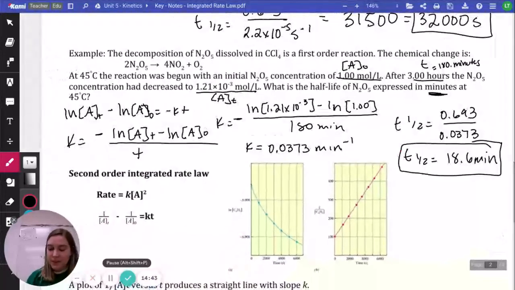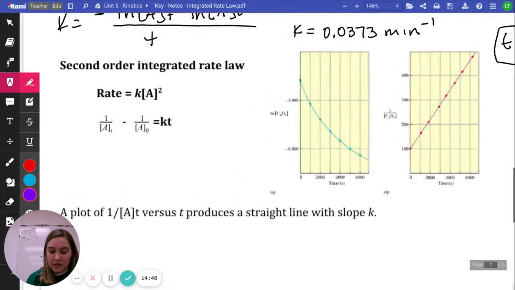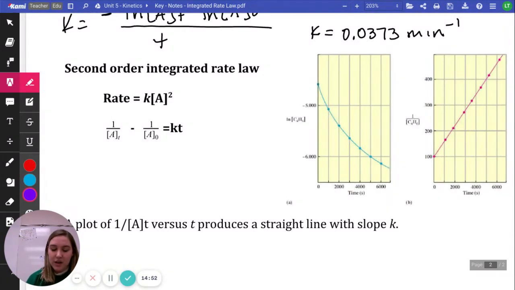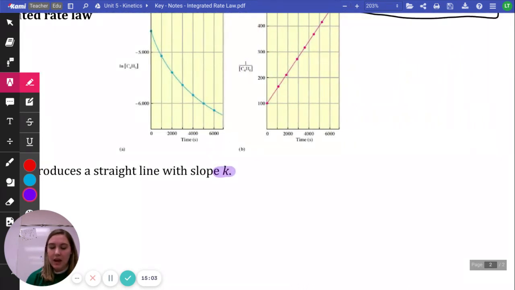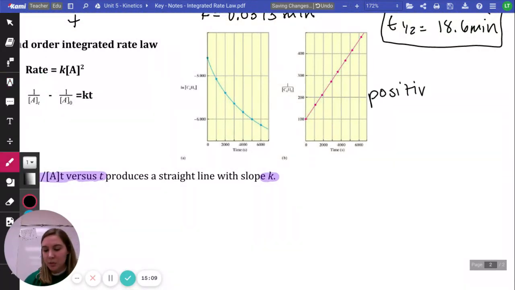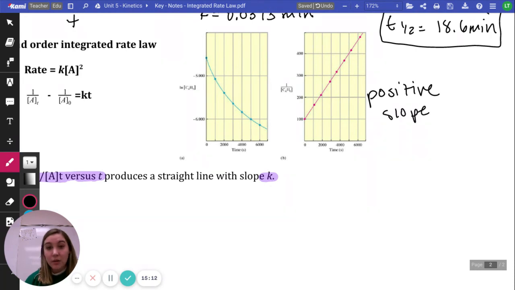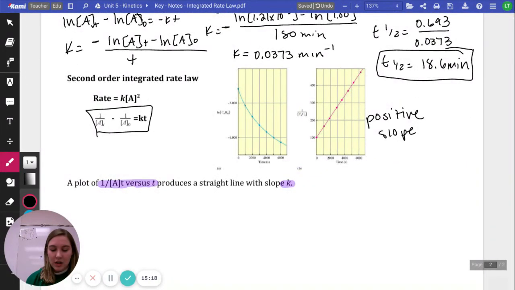So we're going to talk about our last one, which is second order. Its equation is 1 over our final concentration minus 1 over our initial concentration is equal to kt. So the plot of 1 over concentration versus time will produce a straight line with slope k. What's interesting to note is that this one has a positive slope. First order and zero order both have negative slopes, but second order has a positive slope. This equation is on the periodic table or your formula chart, and it looks exactly like that there as well.